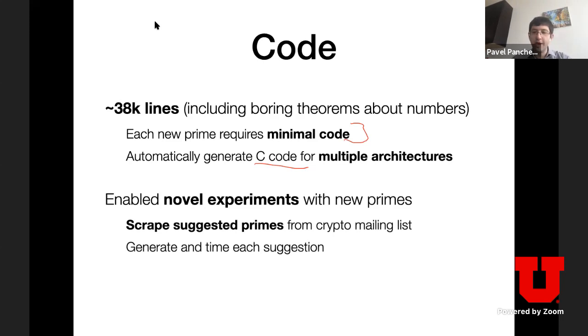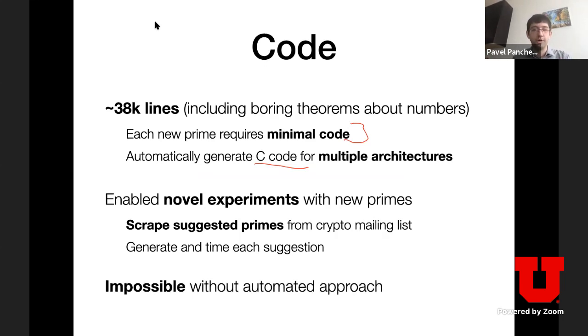the authors scraped a bunch of suggested primes from a crypto mailing list. They got 80 different primes. Most of these probably had never been implemented in a crypto system before, because it used to take so much effort to generate a cryptography library that some random person having an idea on a mailing list was not enough. They were able to generate an implementation for each of these primes, time the results, and this is the sort of experiment that would be totally impossible without the automated approach.